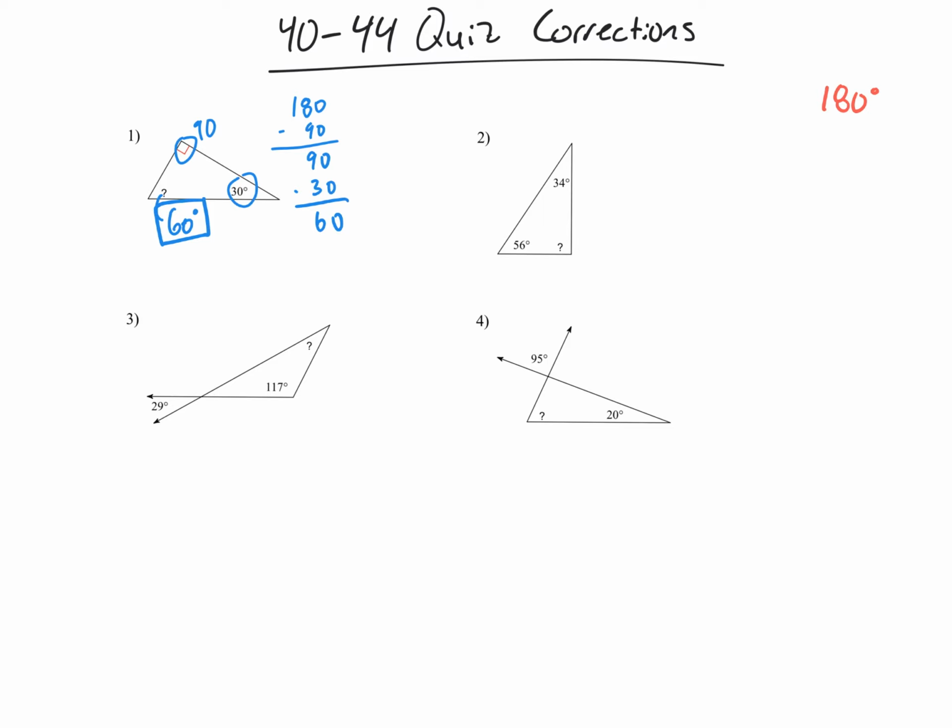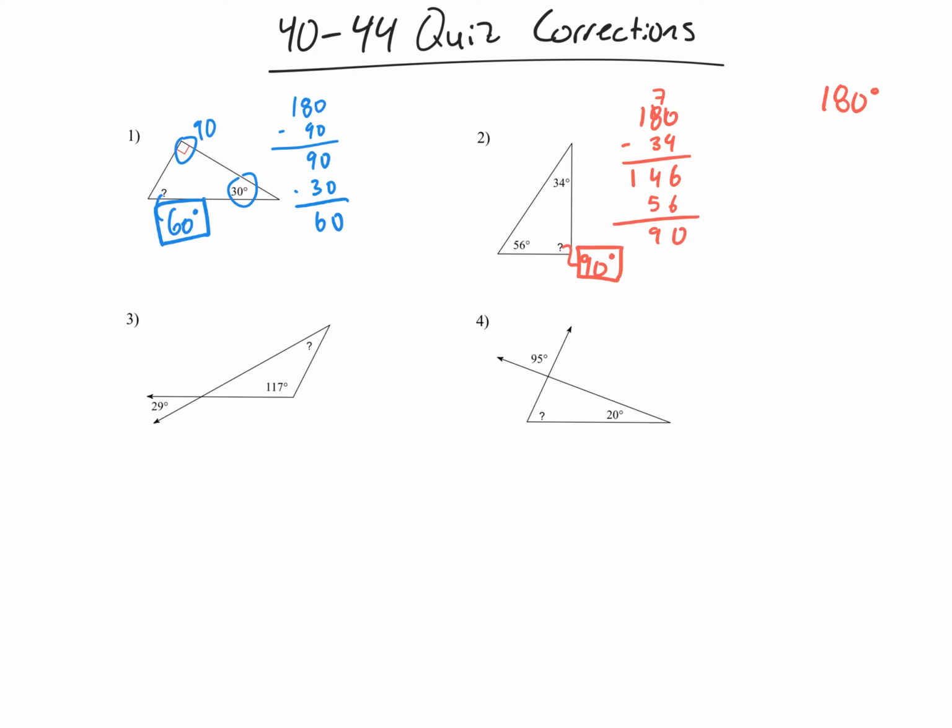For number 2, we're going to do the same thing here, 180 minus 34. So I have to borrow, that's a 7, 10, 6, 4, 146. And then I'm going to go ahead and subtract the 56 from that. That's a 0, 14 minus 5 is 9. So that means this angle here is going to be 90 degrees.